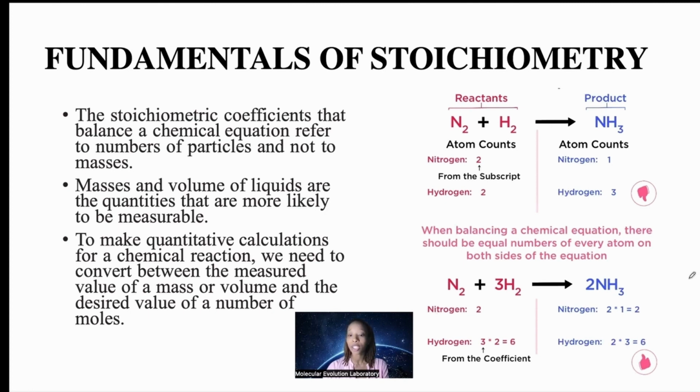When balancing a chemical equation, there should be an equal number of every atom on both sides. As you can see, this equation is unbalanced. So to balance this equation, you can insert 2 here and you can insert 3 here. So we end up with 2 nitrogen on both sides. And inserting this 3 gives you 6 hydrogen. So 3 times 2 is 6 here. And inserting this 2 gives you 2 times 3, which is 6. And this is a balanced equation. So the 3 that was inserted here and the 2 that was inserted here are called coefficients.